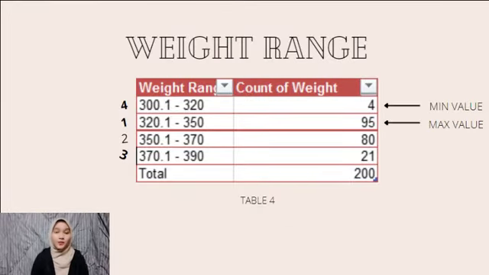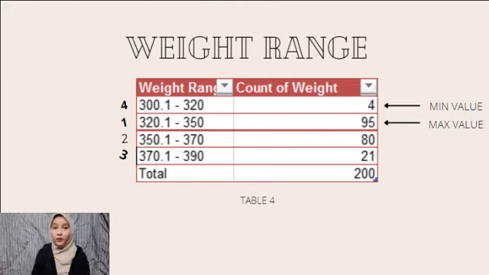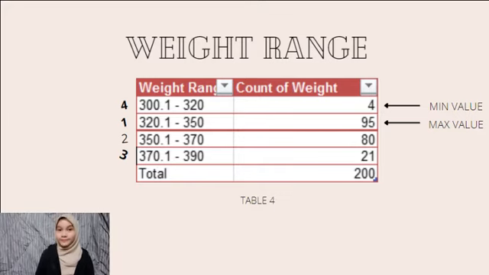Lastly, what we observe is which range of weight most of the tablets are actually in. As you can see in table 4, most of the samples are in the range between 320.1 mg to 350 mg, which is 95 samples, and only 4 samples are in 300.1 mg to 320 mg. Now, I will pass to Amirah to explain the evidence on following the normal distribution.